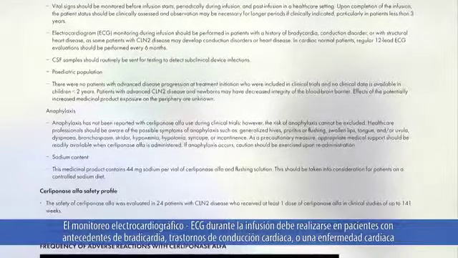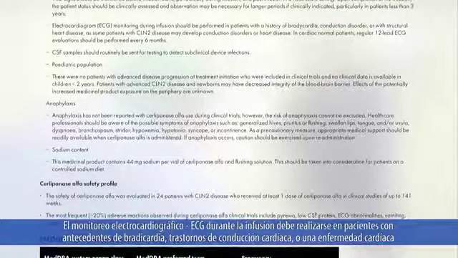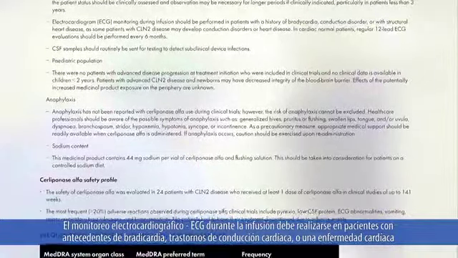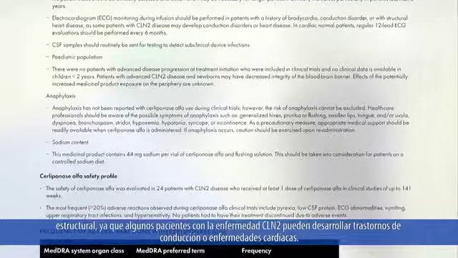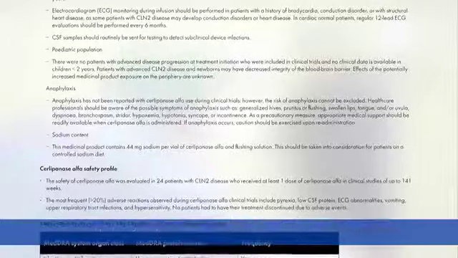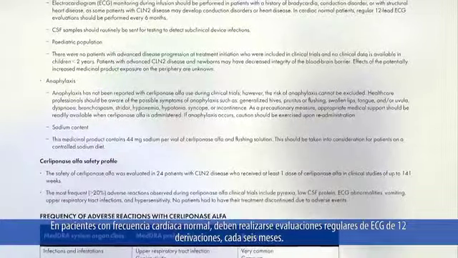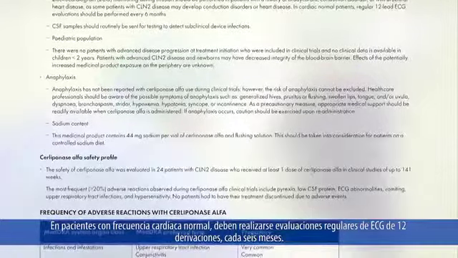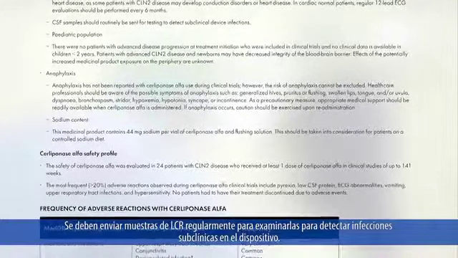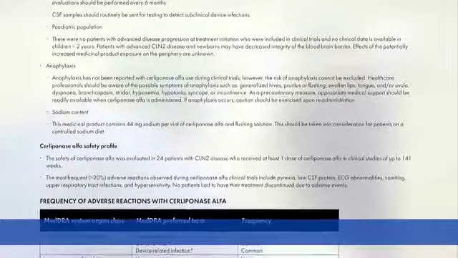Electrocardiogram, ECG, monitoring during infusion should be performed in patients with a history of bradycardia, conduction disorder, or with structural heart disease, as some patients with CLN2 disease may develop conduction disorders or heart disease. In cardiac normal patients, regular 12-lead ECG evaluations should be performed every 6 months. CSF samples should routinely be sent for testing to detect subclinical device infections.